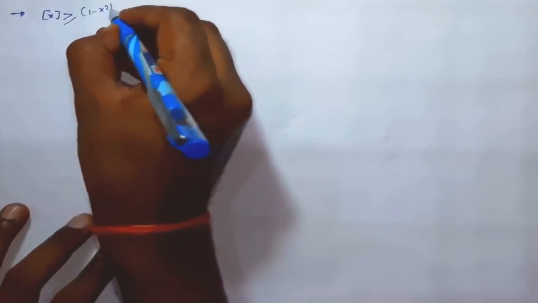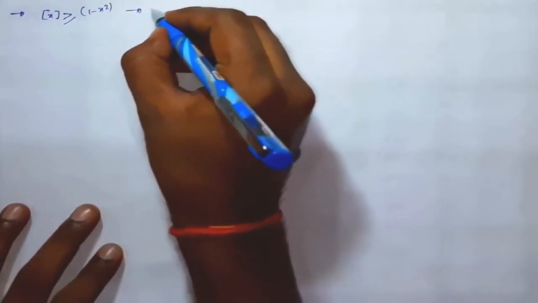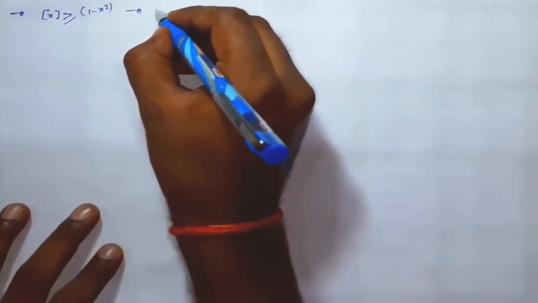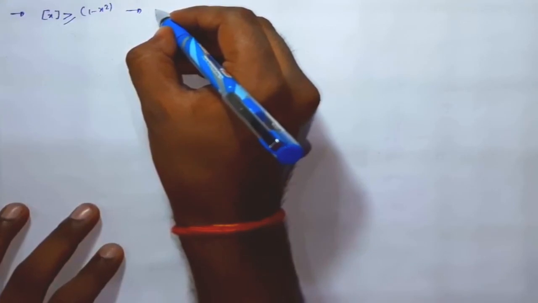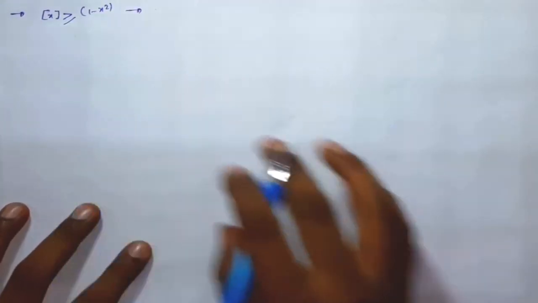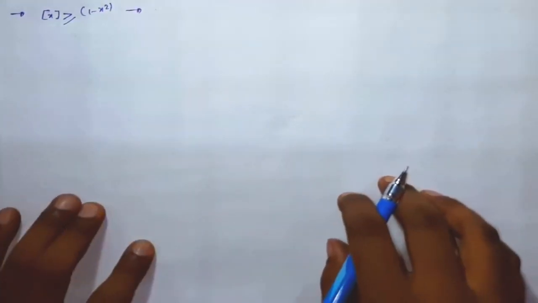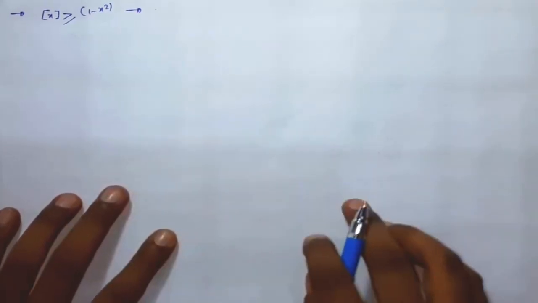Integral part of x is greater than or equal to 1 minus x square. Then we need to find the values of x for which this holds. So how will we solve this inequality? We'll simply draw the graph to solve this inequality.